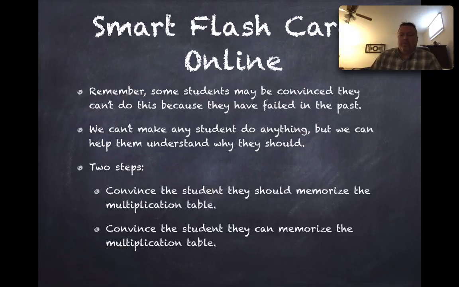Before you start, remember that they may be convinced that they can't memorize the multiplication table because they've tried and struggled in the past. The other thing you need to understand is we can't make them. As parents, we can't make them do anything. We need to help them understand why they should. When they decide that they can and that they should, that's when they will.